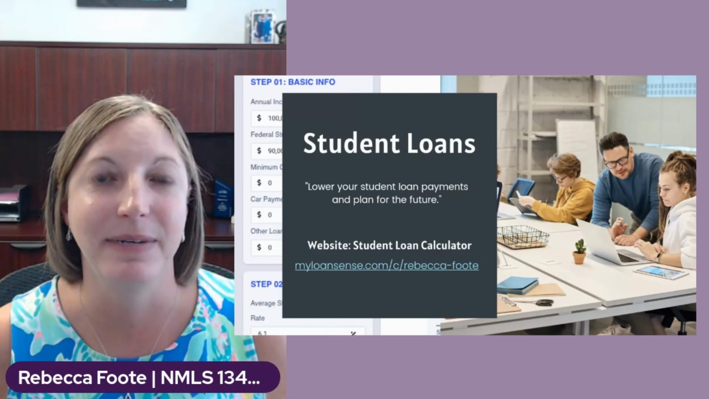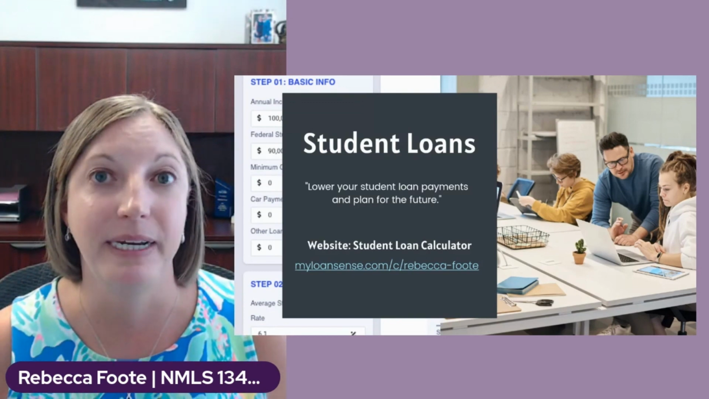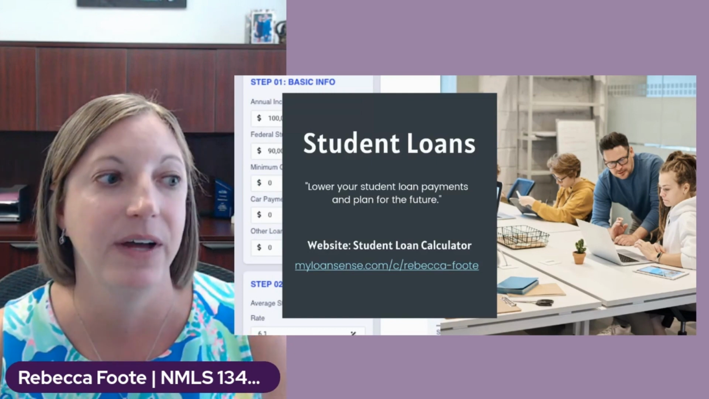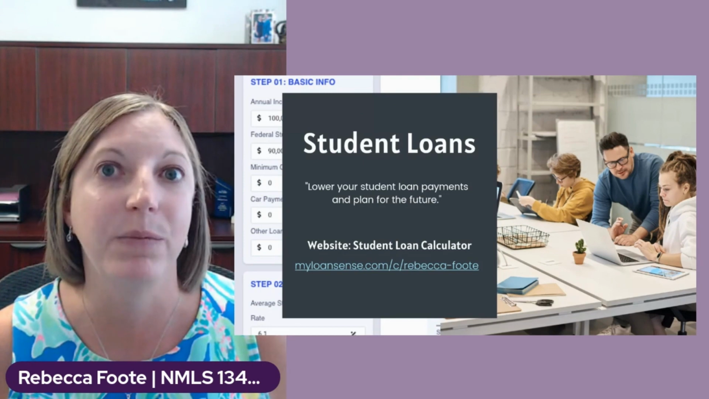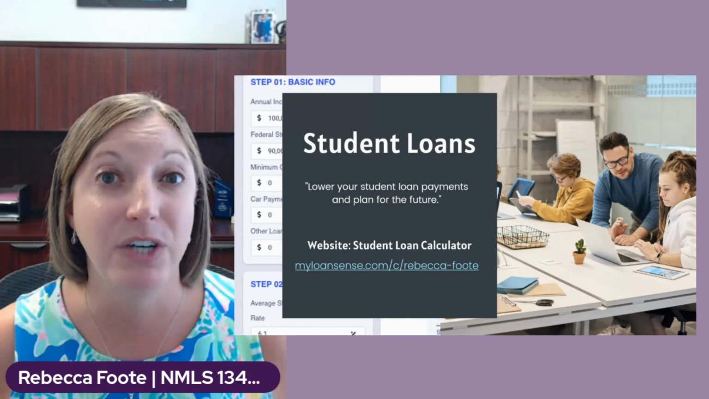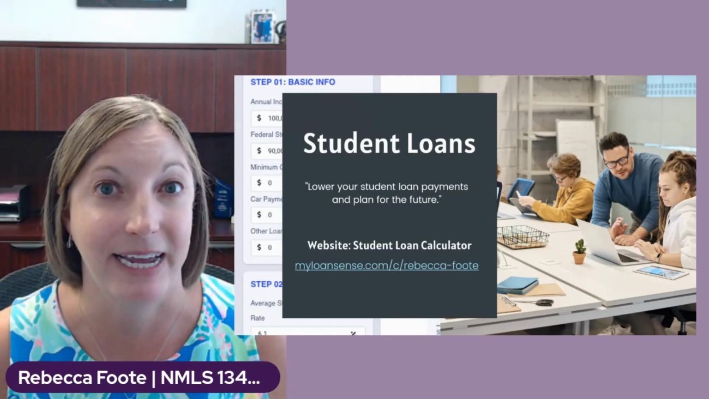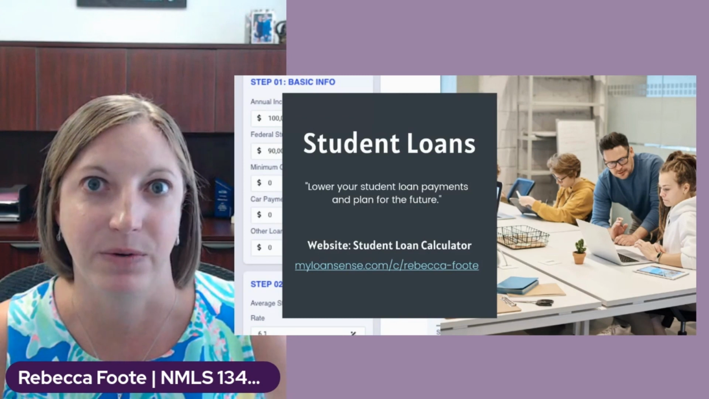In order to get some numbers, you're going to need to know what your total household income is. That would be husband and wife if you're married, or just one of you if you're single. You need to put in your student loan information, how much you owe on it and what your interest rate is. If you don't know what your rate is, the average student loan interest rate is 6 to 6.5 right now. And then you also need to know the number of people living in the household.